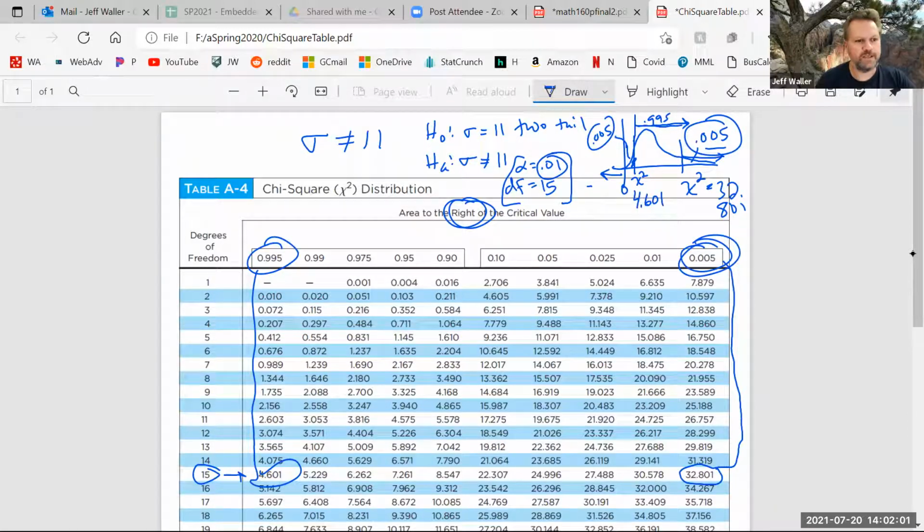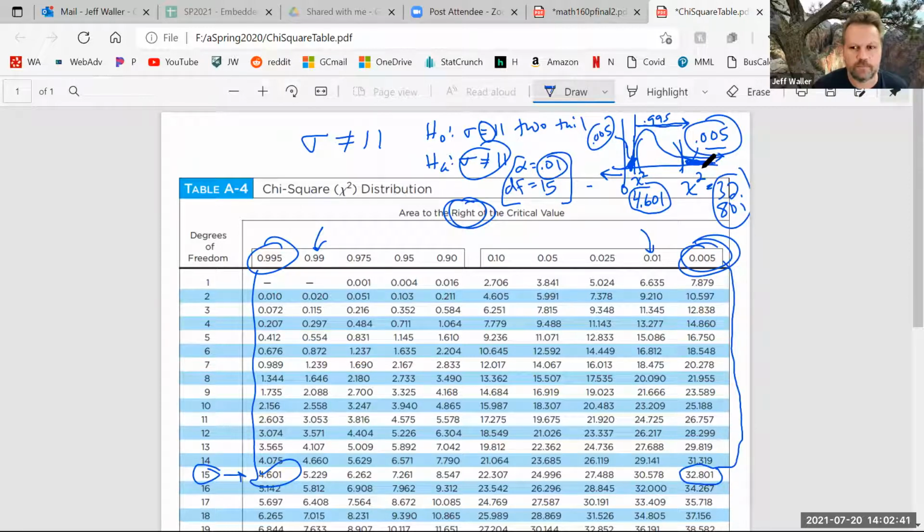What's really neat to me is if I was here, I would be here. Do you see how it's symmetric in terms of how the table is broken up? I don't know if you guys understand what I'm saying. So now I would have to find a chi-square from a sample that was less than 4.601 or greater than 32.801. That would be my rejection region. So the one who thinks it's equal to 11 thinks it should be in here somewhere, and the one who thinks it doesn't equal 11, it should be out there somewhere.